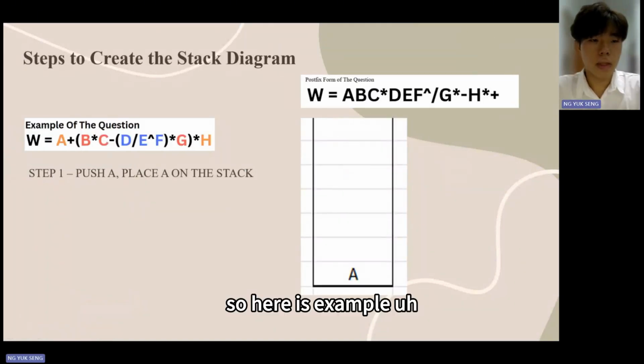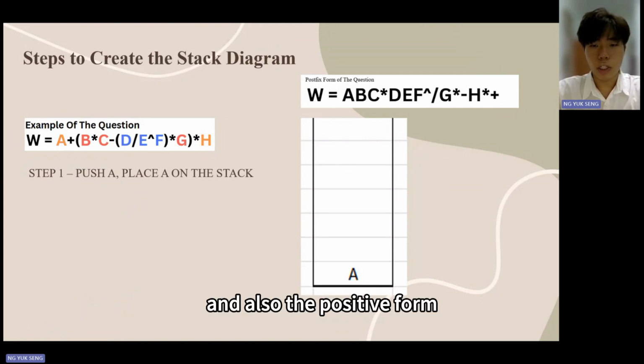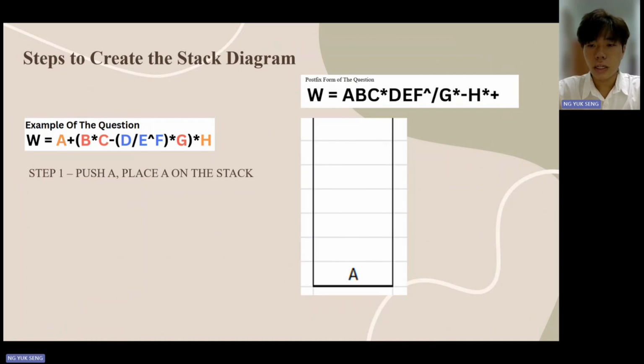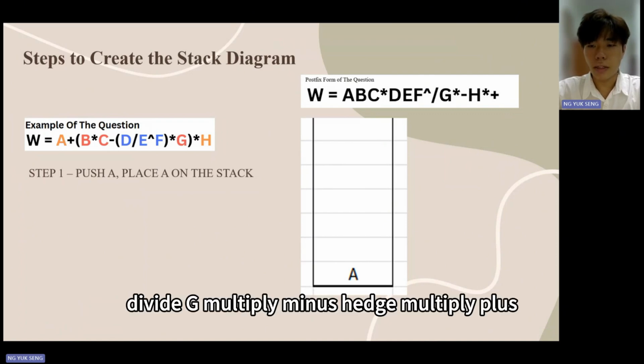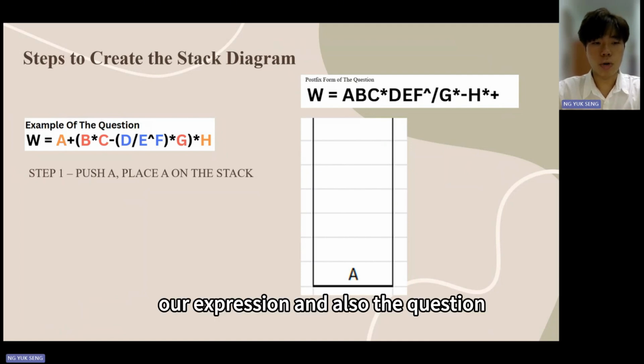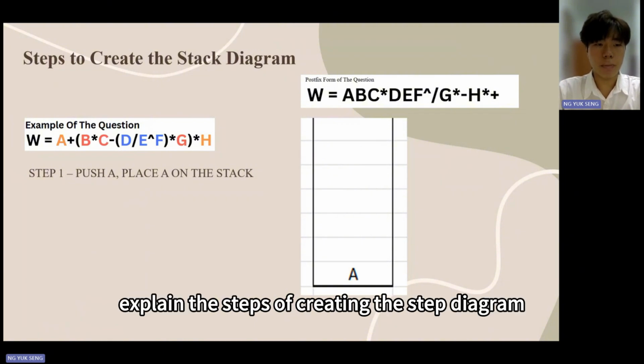So here is an example. We have the example of the question and also the postfix form of the question, which is W equals A, B, C multiply, D, E, F exponent, divide, G multiply, minus, H multiply, plus. So this is the postfix form for our expression and also the question. I will now explain the steps of creating the stack diagram.